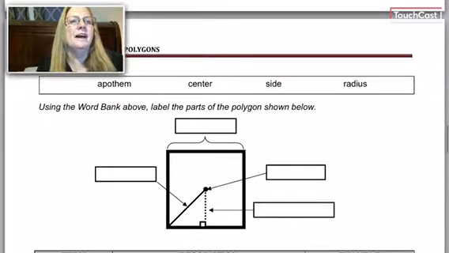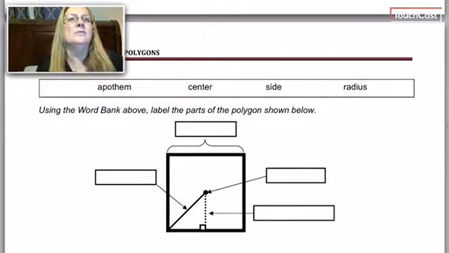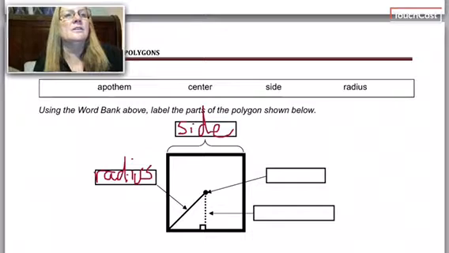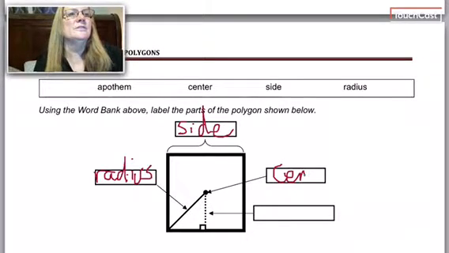I know I'm going a little fast, but I know it's going to take 2 videos. Okay, here we have a regular quadrilateral, better known as a square. We have our side, we have our radius, we have our center, and we have our apothem.